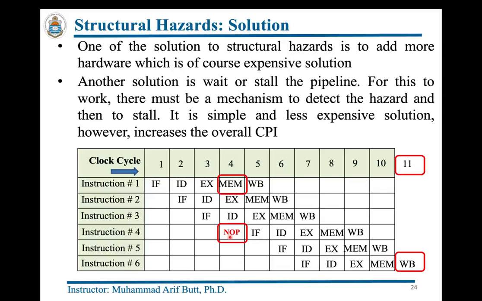So what we need to do is add hardware inside the CPU which will detect the structural hazard at this clock cycle 4. Then there needs to be a mechanism to stall the pipeline by placing a no operation instruction at the appropriate clock cycle. So in this scenario, a stall of one clock cycle will do the job. Note that due to this structural hazard, the program completes in 11 clock cycles.